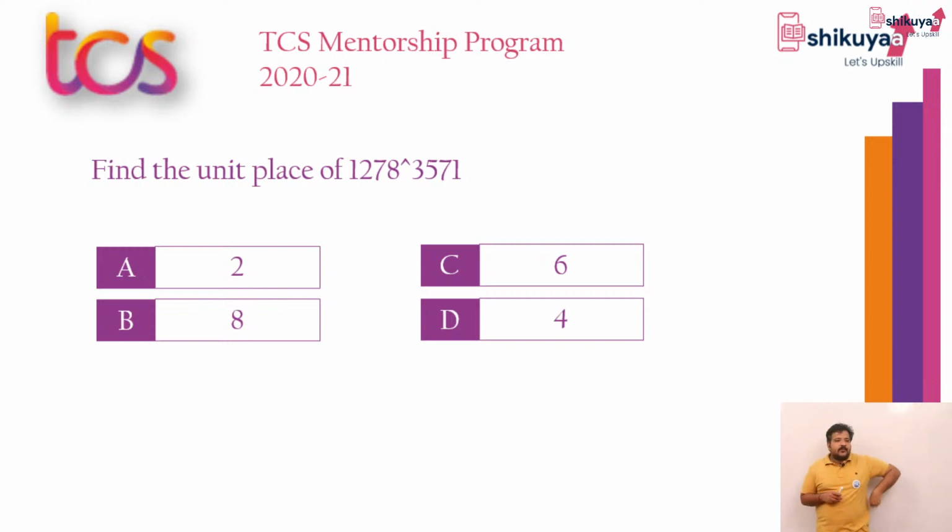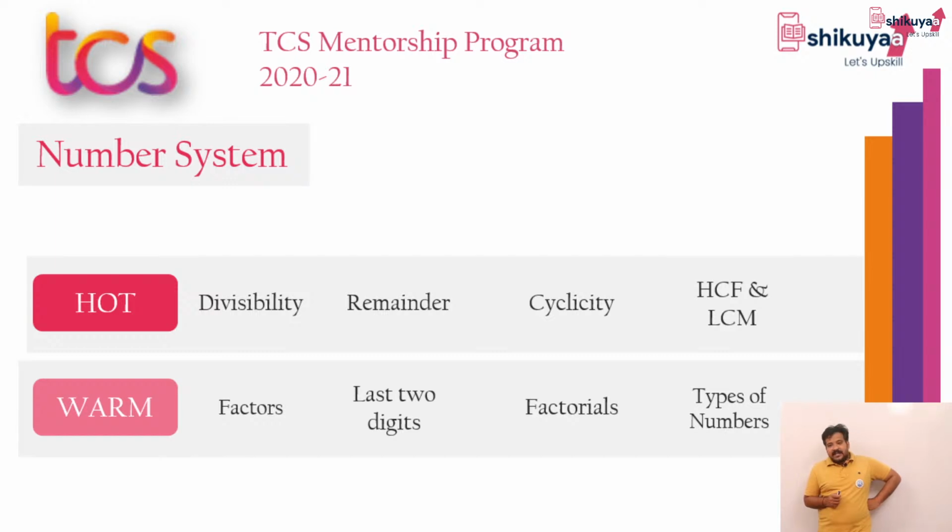So I would like to take it forward where I'm going to tell you what basics you should study to crack the number system problems. So look at the slide. As you can observe on the slide, I have some hot topics, that is divisibility and remainder. So you can expect at least 2 to 3 questions on divisibility and remainder. After that, cyclicity and last two digits. You can also expect 1 or 2 questions from the cyclicity and last two digits concept.